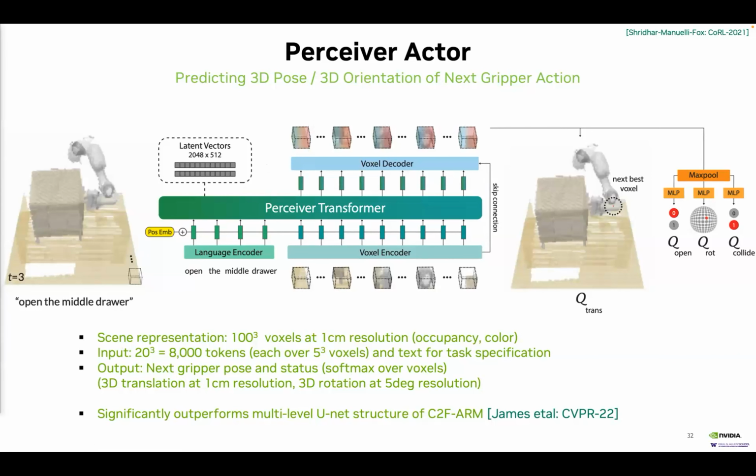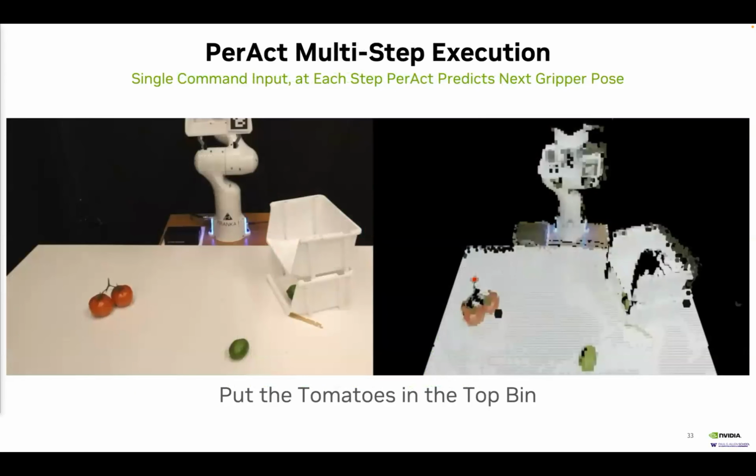And the output is then also a discretized 3D orientation over the gripper. Okay, so it's a full kind of 6 DoF pose specification. Let me just give you an example for how that then works. So for example, if this is when it's trained on put the tomatoes in the top bin, then the input to the network is on the right side along with that language command. And then the network again generates a sequence of target gripper poses that the robot should move to in order to achieve that task.